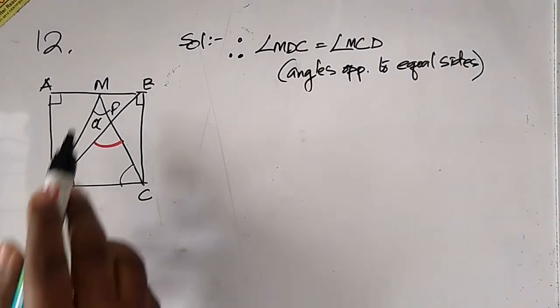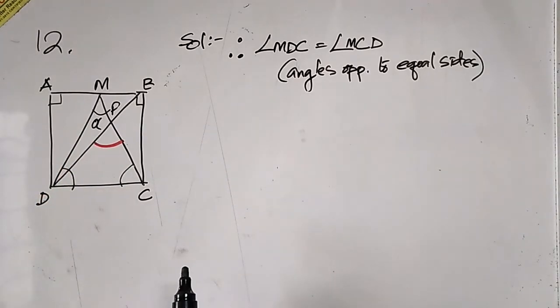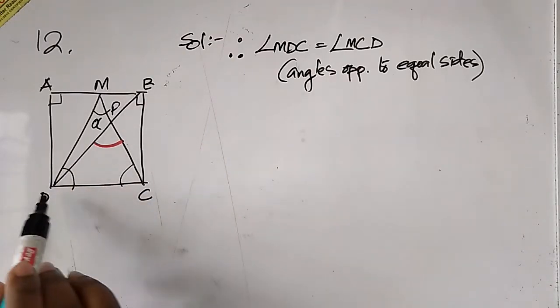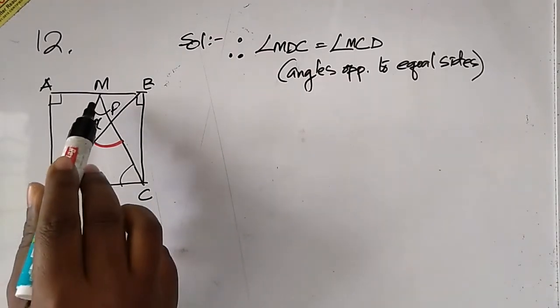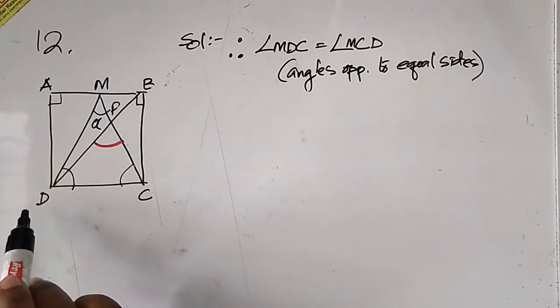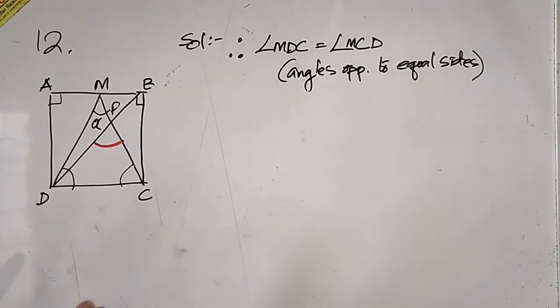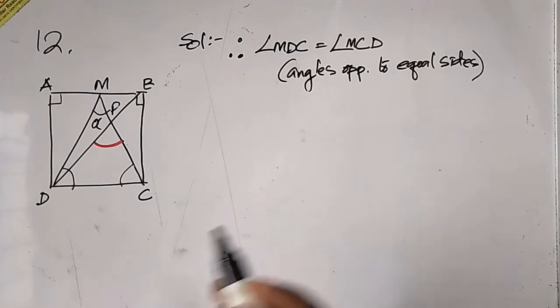Okay, that's the reason why angle MDC is equal to angle MCB. But we know the total sum of the angles of the triangle is how much? 180 degrees, right? So let us talk about this triangle. That means angle MDC plus angle MCD plus angle DMC should be how much? The sum of the angles of a triangle is 180 degrees, right?